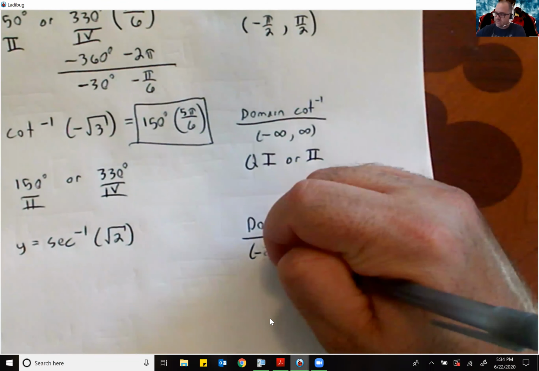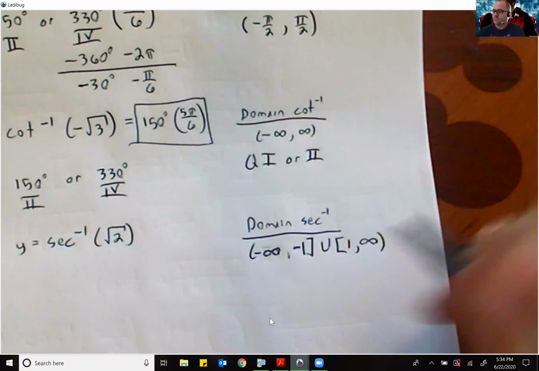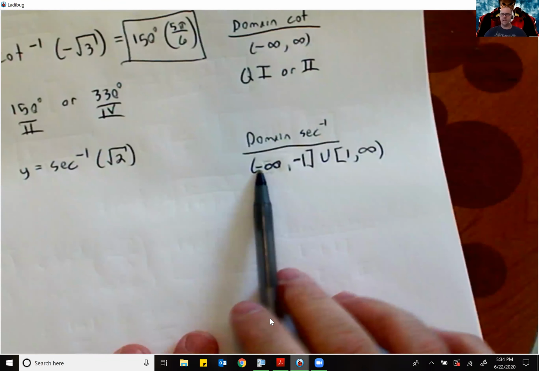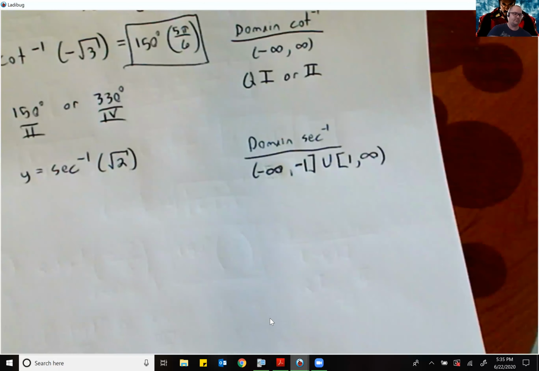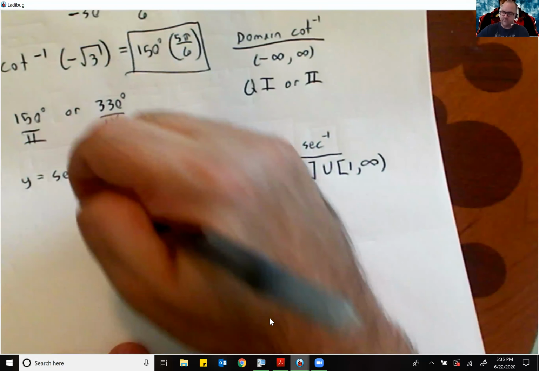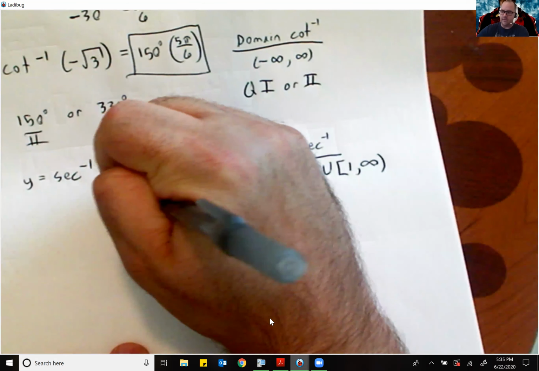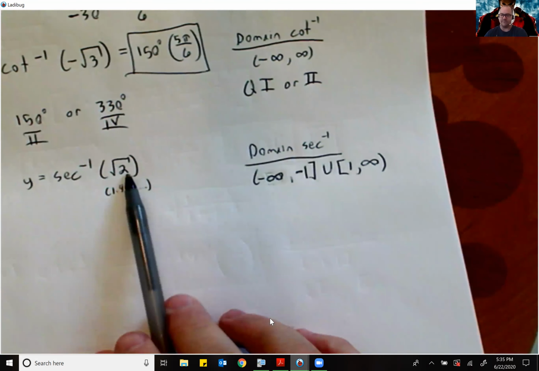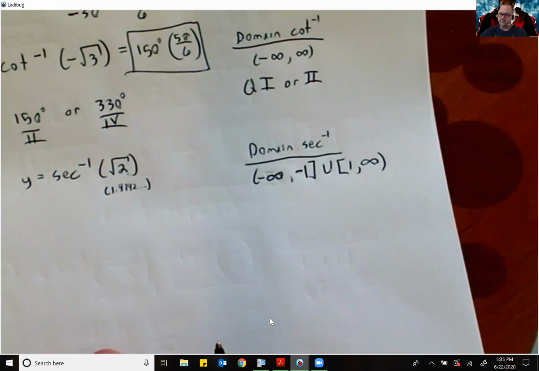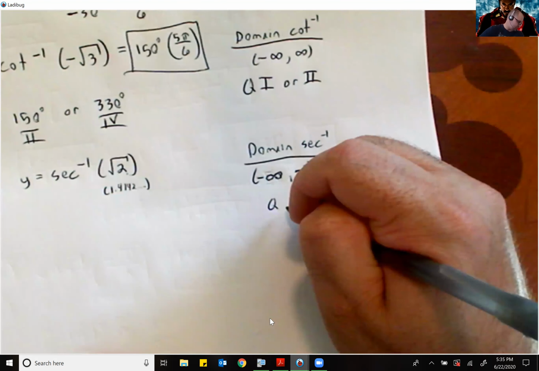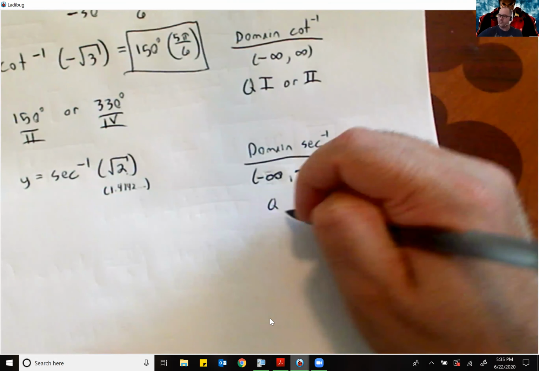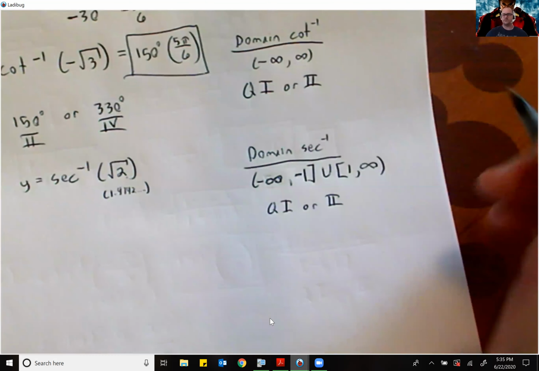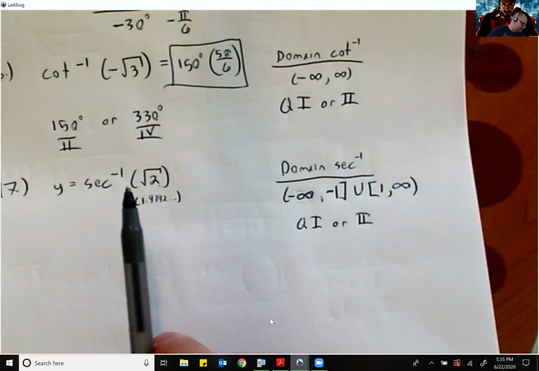So the question is, is the square root of 2 in any of these intervals? If you take the square root of 2, this guy is 1.4142, and so on. So that definitely falls within this interval. So we can definitely take the inverse of this. The inverse of this lies in quadrant 1 or 2. So where is secant the square root of 2?